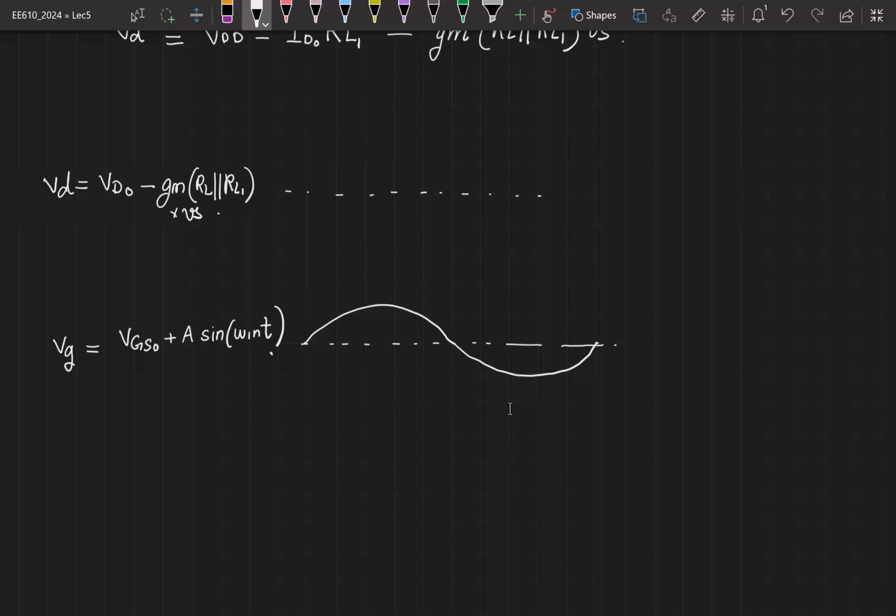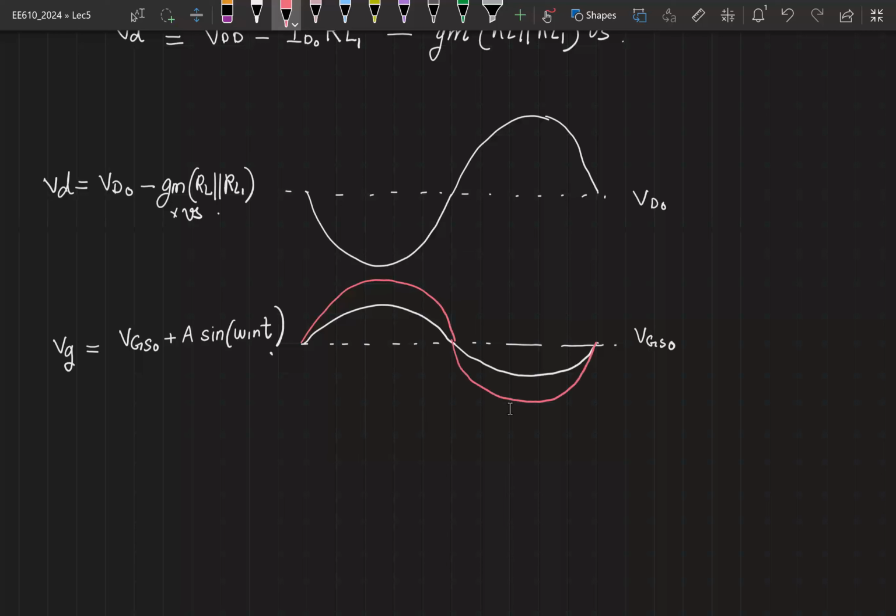So around a VD0, how should I sketch it? Inverted sine wave, right? Inverted sine wave, but with a much larger gain. Now let's say I gave a slightly higher sine wave at the input. What happens to the output? I should get a larger sine wave at the output. Do you see a problem?